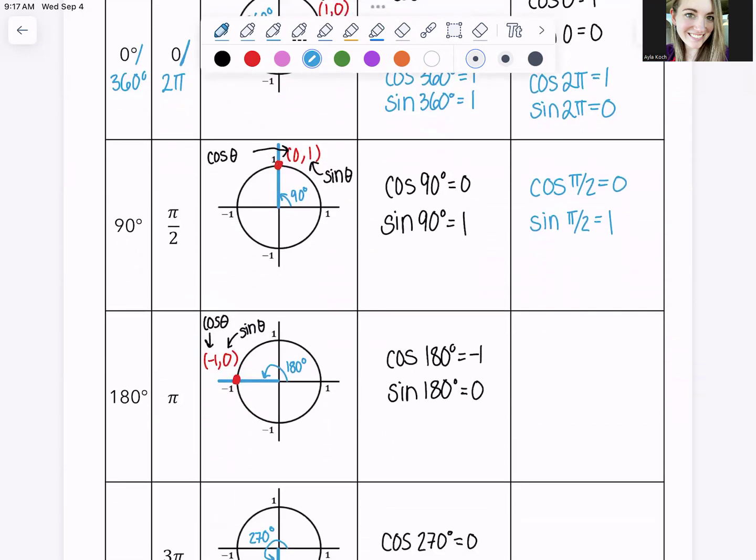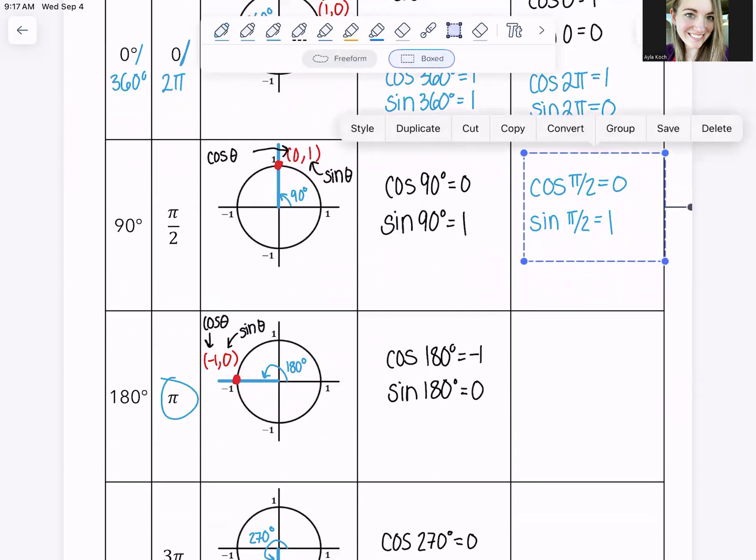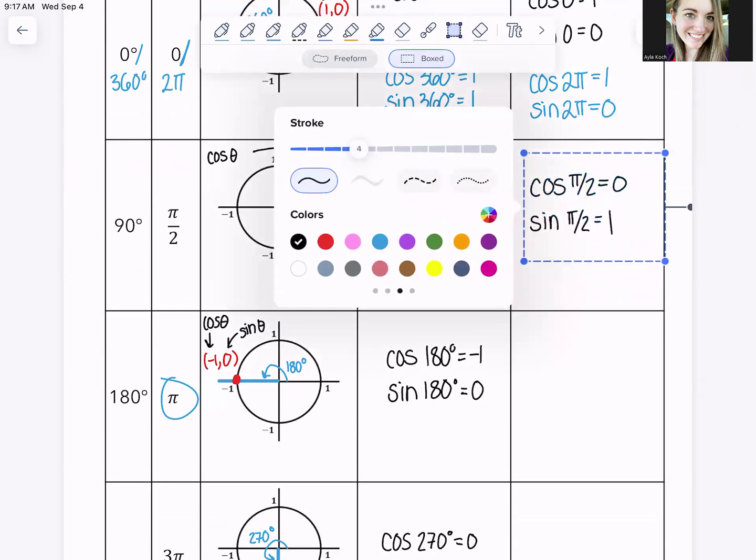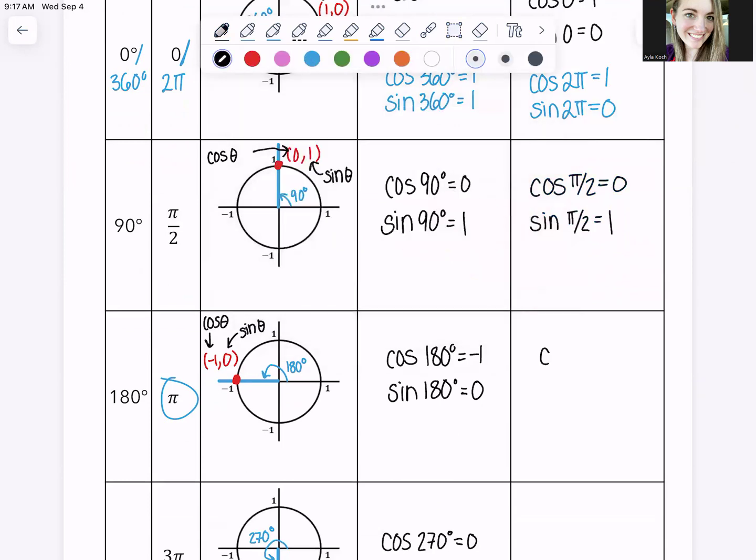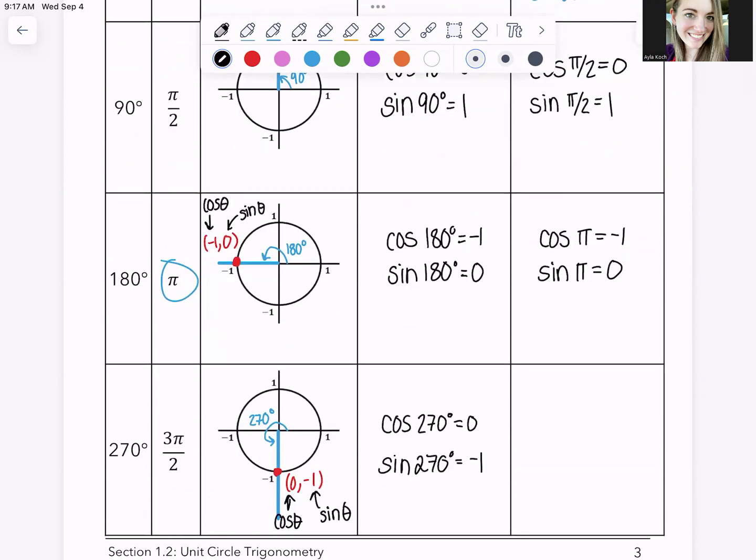For 180 degrees, that's the same thing as pi. So we have cosine of pi radians is -1. Sine of pi radians is 0. Finally, we have 270 degrees, which is 3 pi over 2. So cosine of 3 pi over 2 radians is 0, and sine of 3 pi over 2 radians is -1. All right, so those are the 90-degree angles.